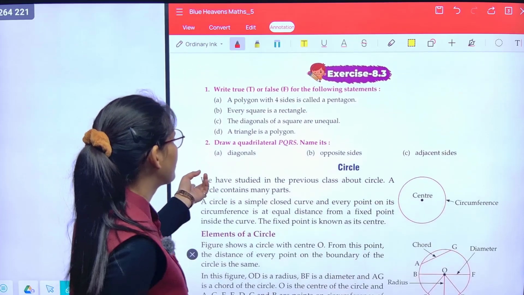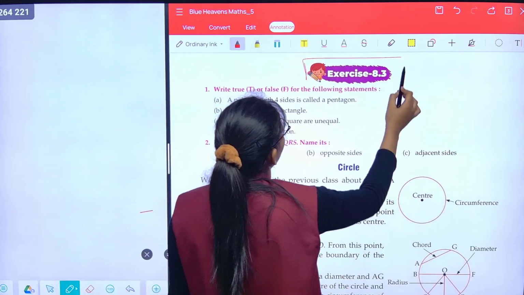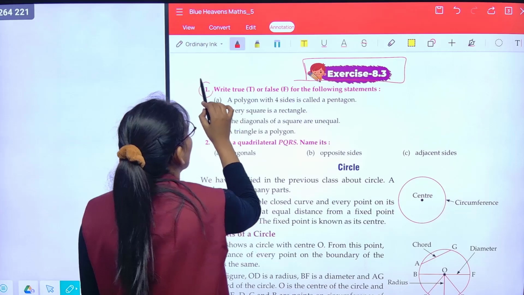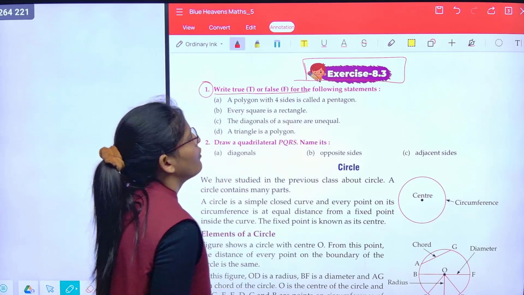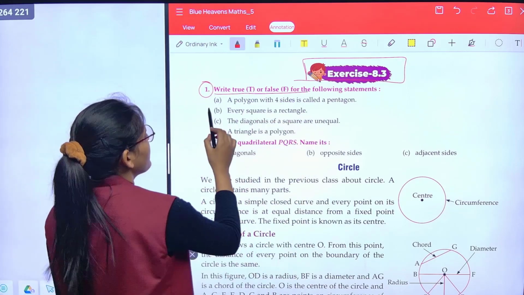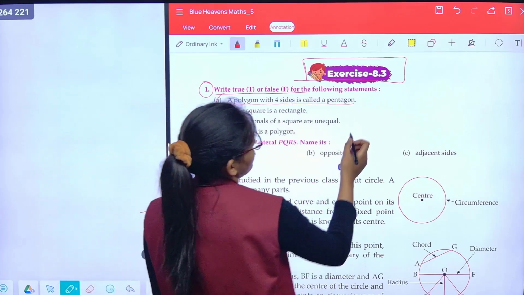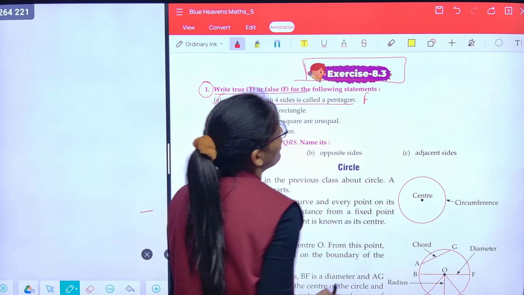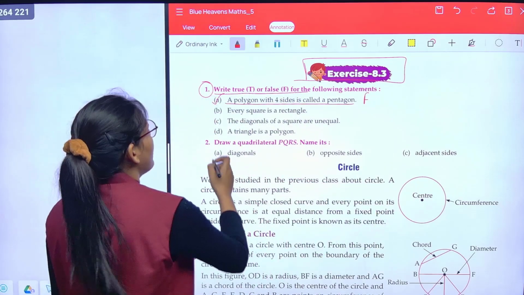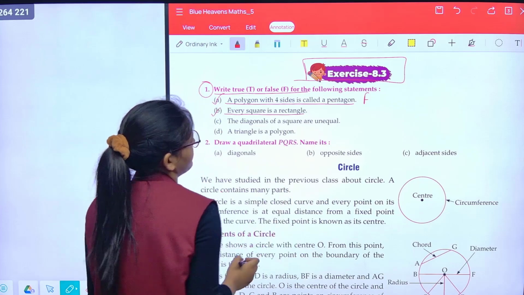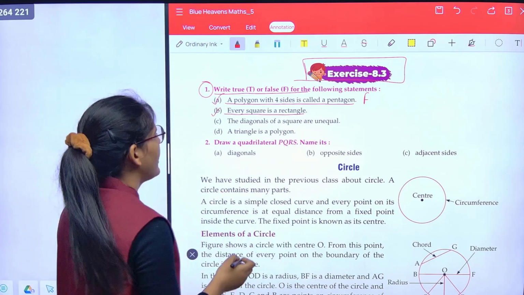Now class, exercise 8.3. Write true or false for the following statements. A polygon with 4 sides is called a pentagon. No class, it is false. A pentagon has 5 sides. Now, every square is a rectangle. No class.